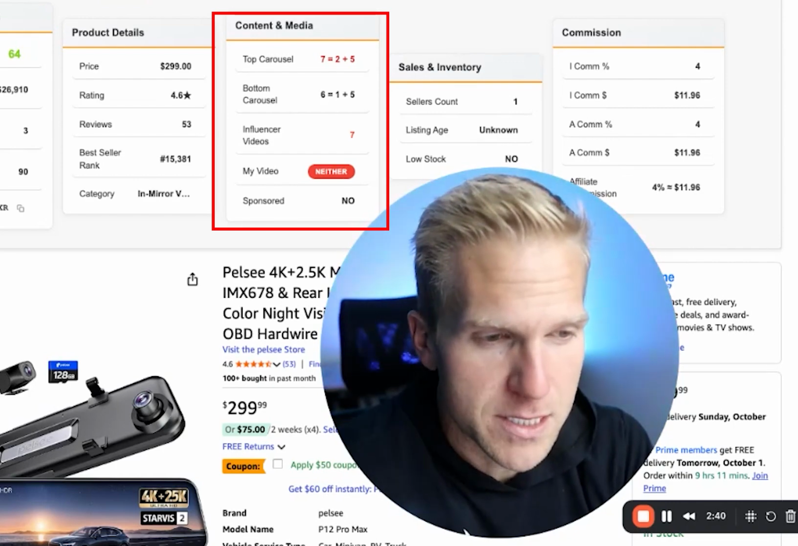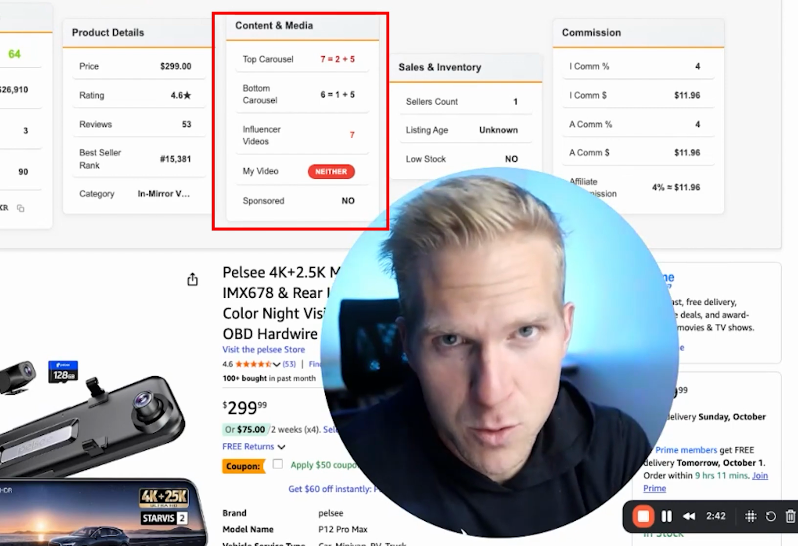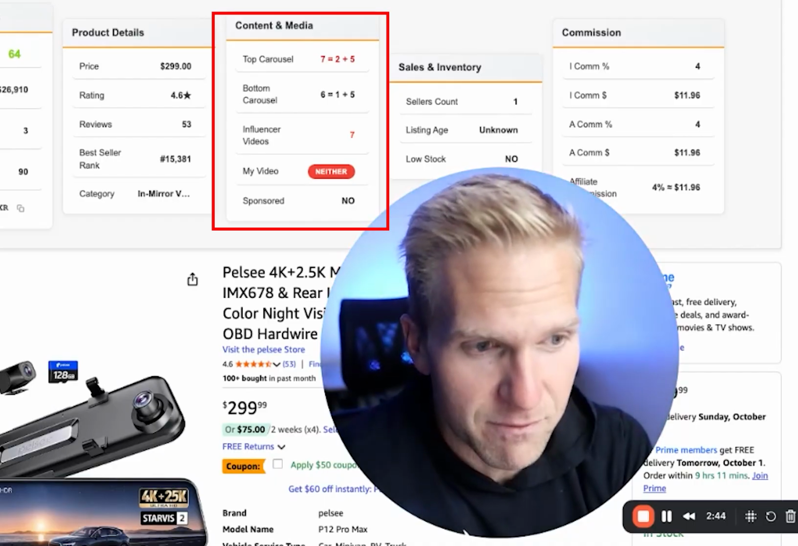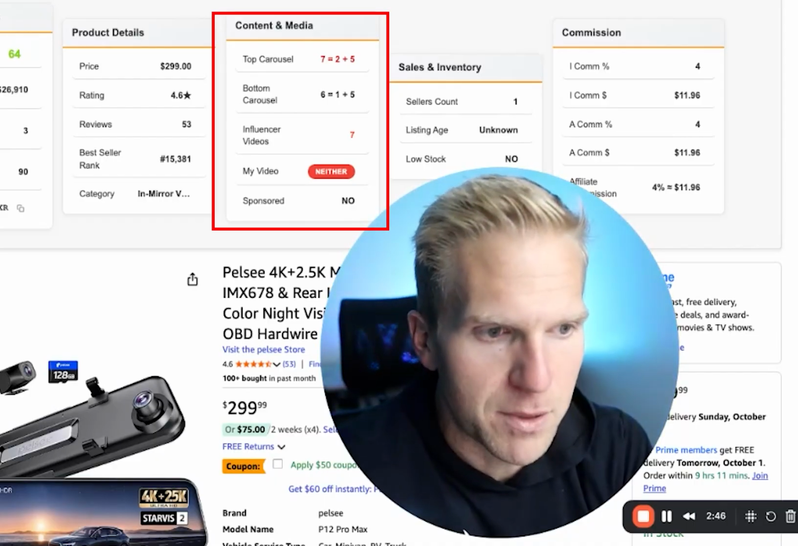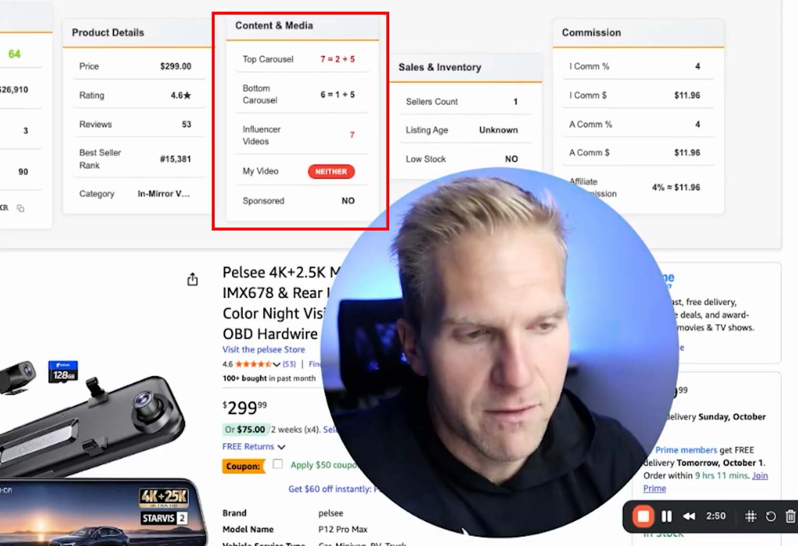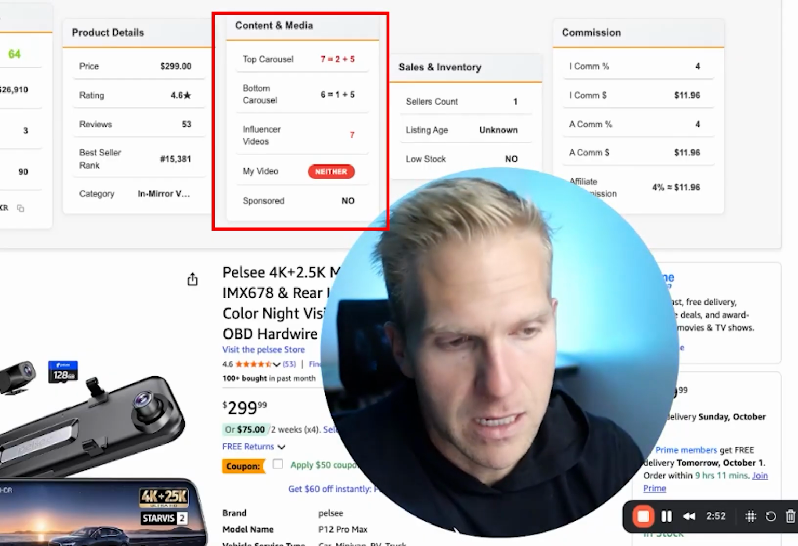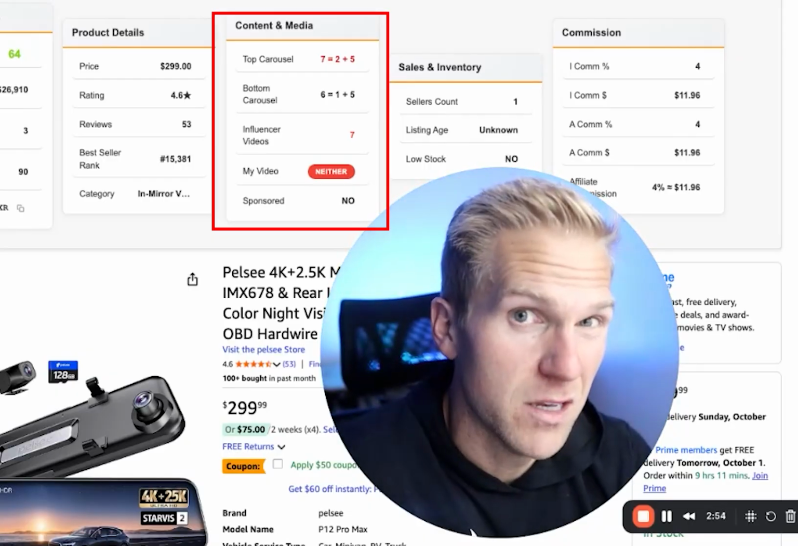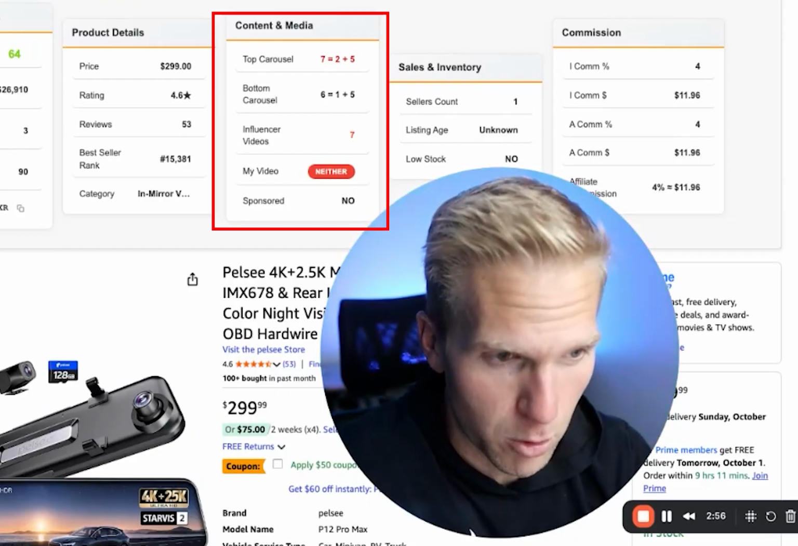and the 2 is the number of spots taken by the brand's videos, if they have any, plus however many influencer videos are on there. So at most you can have 7, and the brand can have anywhere from 1 to 7. Now they have 2, so that leaves 5 influencer video spots available.